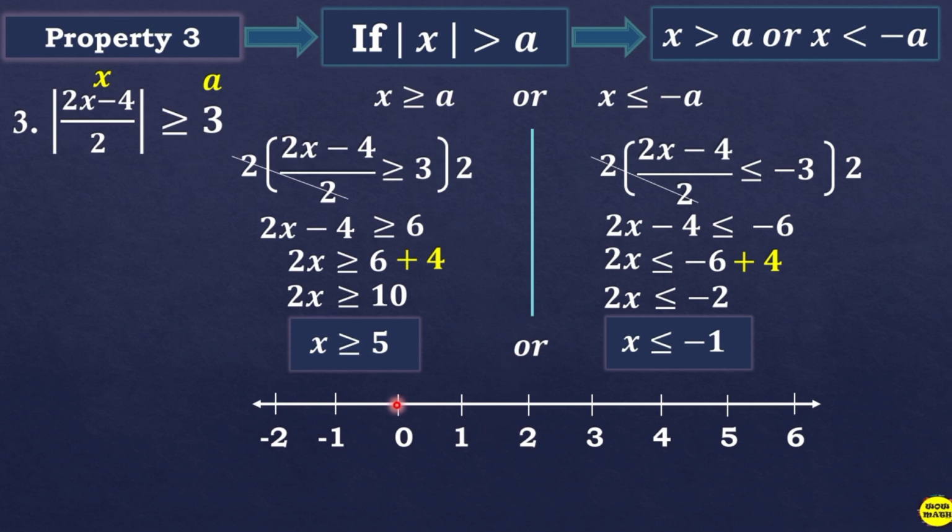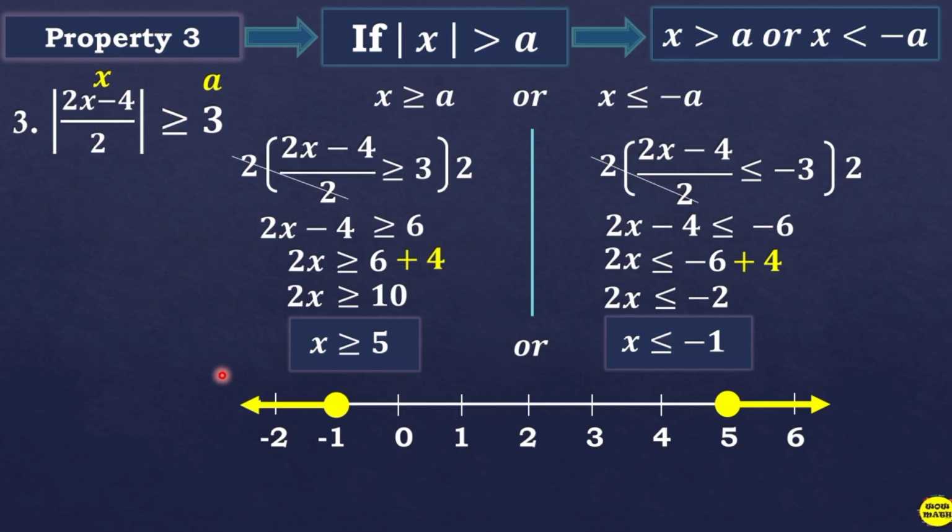So, i-plot natin si 5. Ito si 5. It is shaded kasi part of the solution si 5 dahil may equal sign. Since greater than, ang graph natin pa-right. And this one, negative 1, this is also solid or shaded kasi negative 1 is part of the solution since we have here the equal sign. Okay? And then less than, so pa-left po tayo dyan.